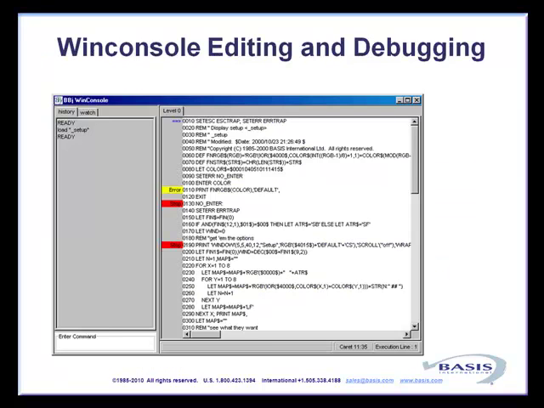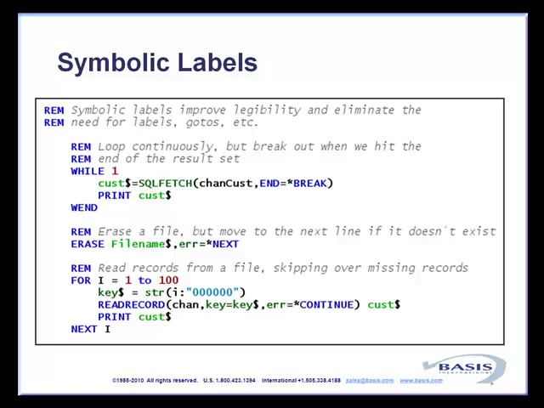Here's a little screenshot of the Win console for dynamic editing and debugging, with the ability to set watch variables and to set breakpoints within your code. So pretty nice enhancements to the older console type debugging environment that you might be familiar with. Symbolic labels are far more intuitive and less liable for errors encountered when line numbers are changed or the program is renumbered, and of course BBJ doesn't require any line numbering at all.